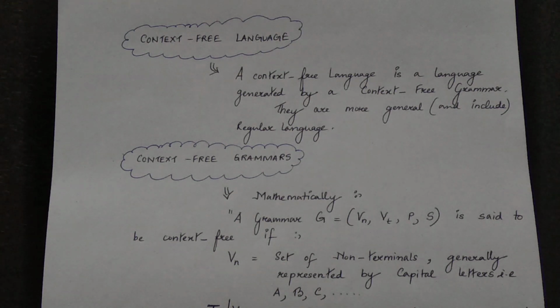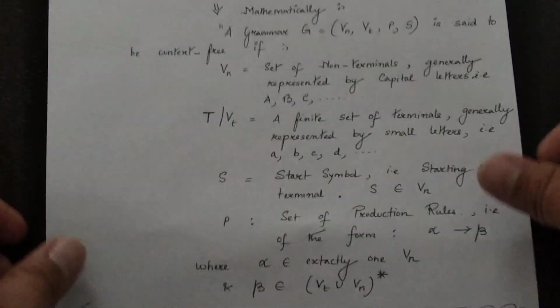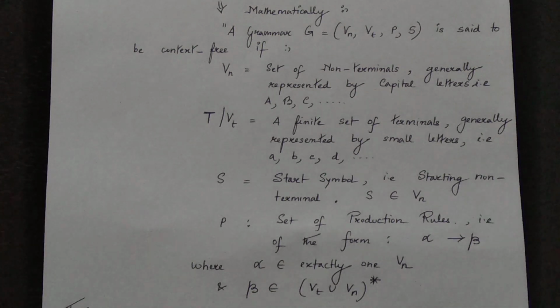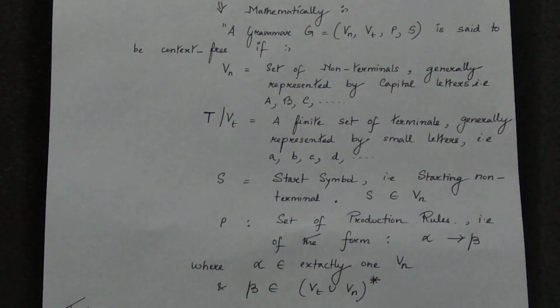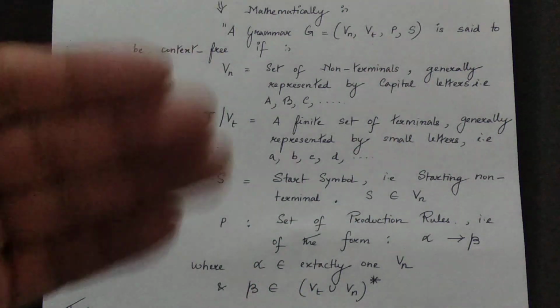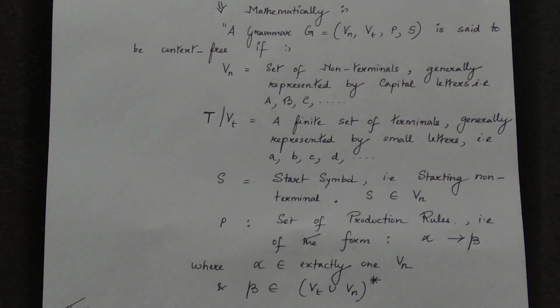Now it's said to be context free if we have these tuples, where Vn is the set of non-terminals, generally represented by capital letters. I have given you shortcut notations earlier as well. T or Vt is the finite set of terminal symbols. Generally, apart from Vn, whatever symbols are present in the grammar will be your Vt. Then S is the start symbol, that is the starting non-terminal, and S always belongs to Vn. And last is P.